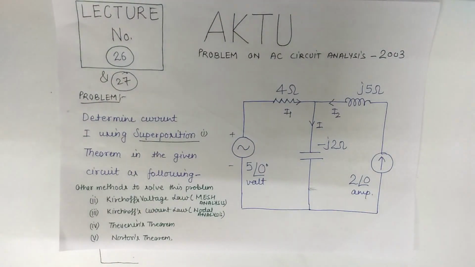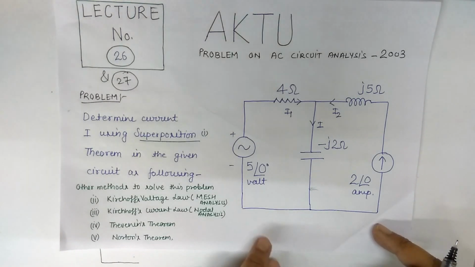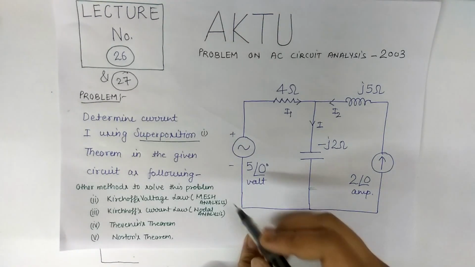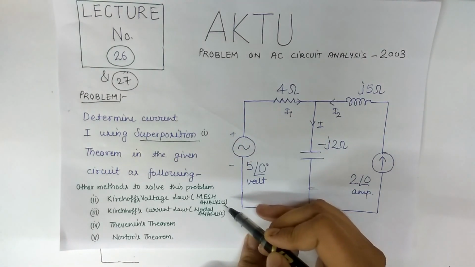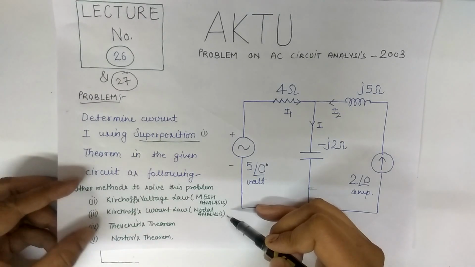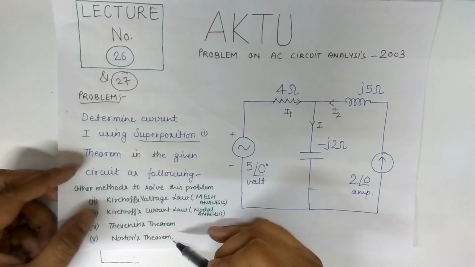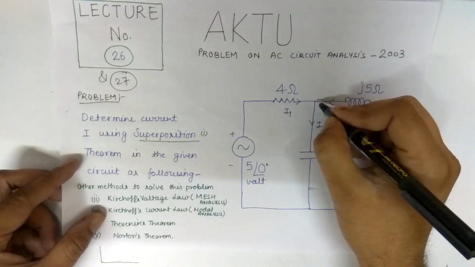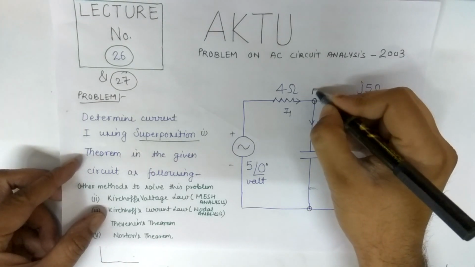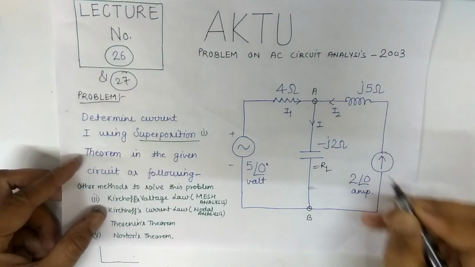Now, this is lecture number 27, and we already solved this problem in the previous lecture number 26 by using superposition theorem, mesh analysis, and nodal analysis. Now, in this lecture, we solve the same problem by Thevenin and Norton theorem. So, first of all, we have to find out current in this branch. So let us take, this is A and this is B, and this is the load resistance RL.